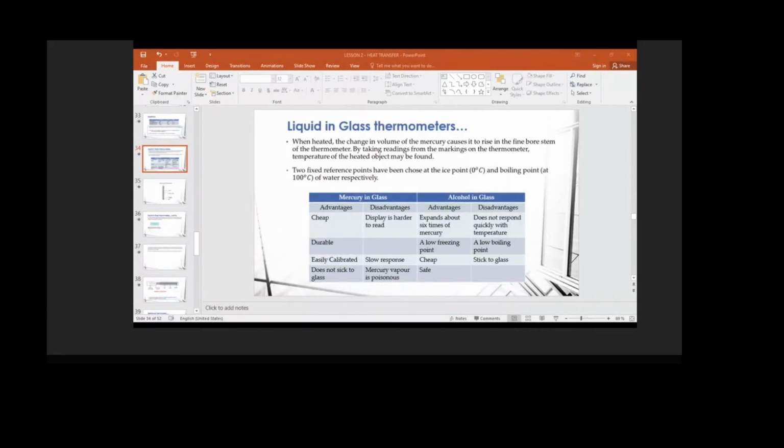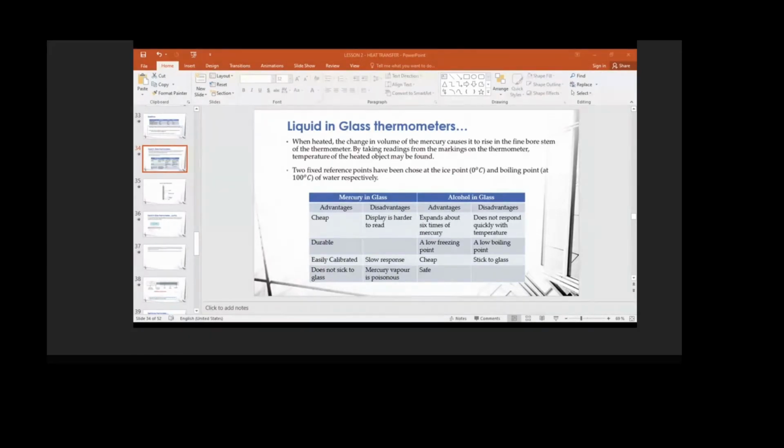All right. It's easily calibrated. Calibrated means that if by any chance the markings, your scales on your thermometers, start to rub off and you can't see them, we can easily recalibrate it in the lab without buying new ones. Right? It does not stick to glass. So when you have it in your beaker, it will not stick to the beaker and hence give you an inaccurate reading. So it's not an attractive material. Disadvantage, it is harder to read.